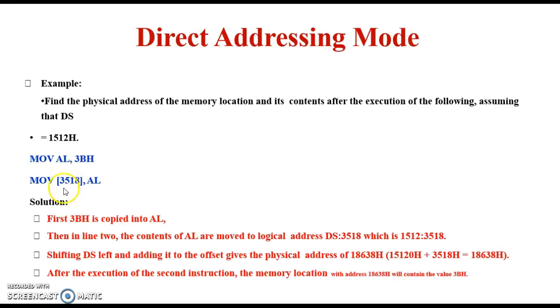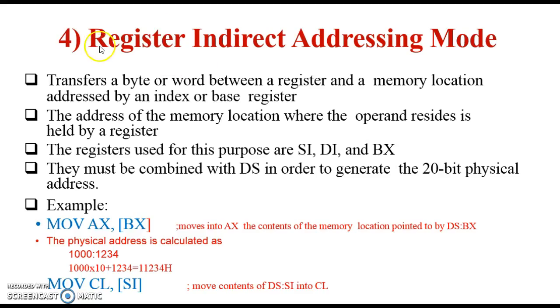To find the total physical address, it adds the content of DS, shifted left by 4 bits, with 3518H, and the total is 18638H. So whatever the content of AL is, it is copied into the memory location 18638H.